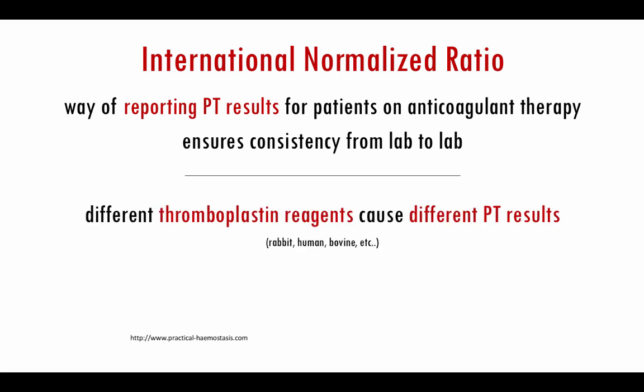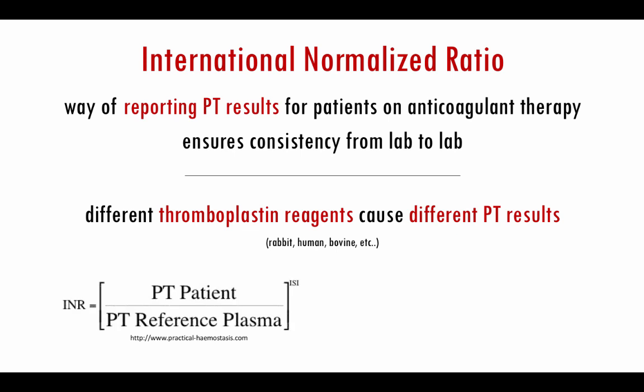As I said, part of the issue is that different thromboplastin reagents, so like rabbit thromboplastin or human thromboplastin or bovine thromboplastin, will cause different PT results. So we have this equation. It's actually pretty simple. Basically, the INR is the PT of the patient over the PT of the reference plasma. So basically, you're going to have a control, something along those lines, that you will use as a reference plasma, like a known. And then you see that little ISI, that's going to be something that the manufacturer of the reagent is going to have to tell you.